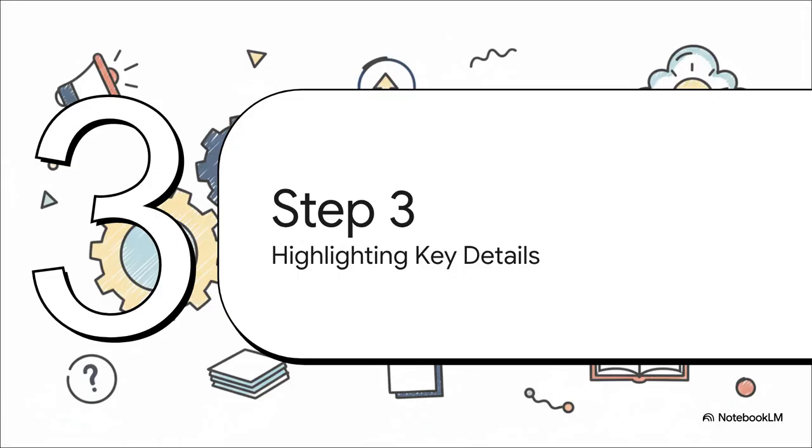A great story needs more than just a plot, right? It needs those killer details, those memorable scenes. That's step 3, highlighting key details. This is about picking the perfect little nuggets of information, a killer stat, a specific example, a surprising quote that make your story come alive. You don't need to dump every single fact you know. You just need the right ones.